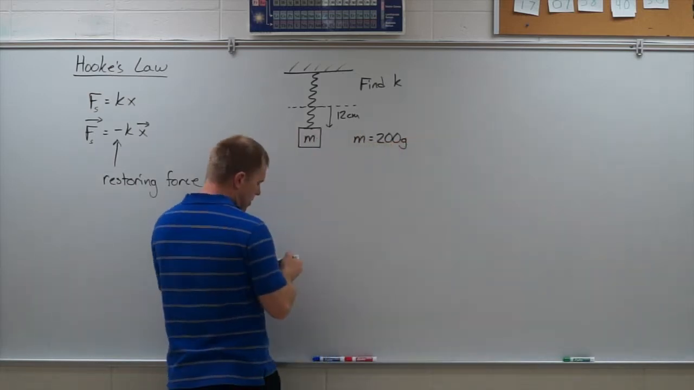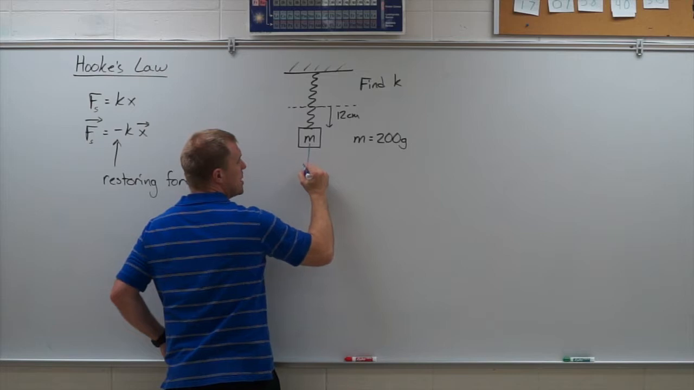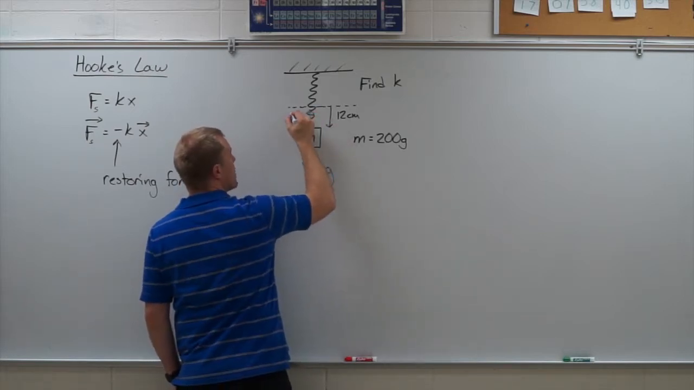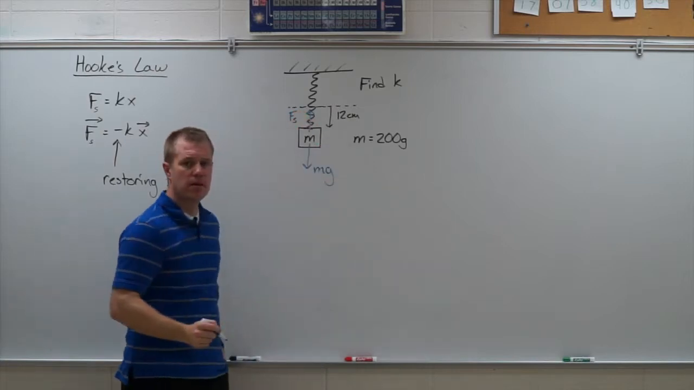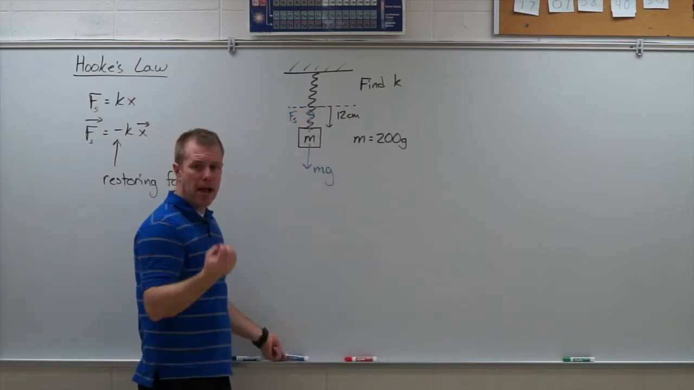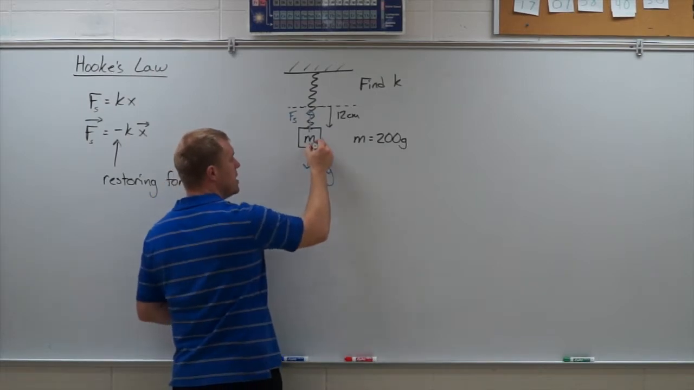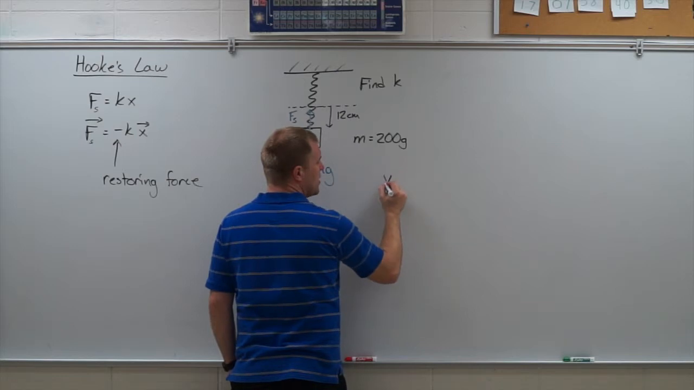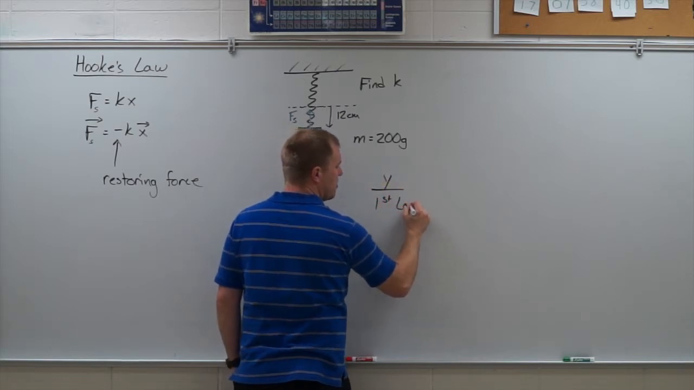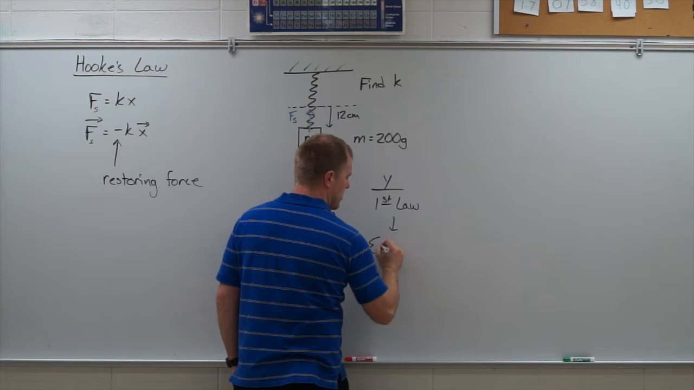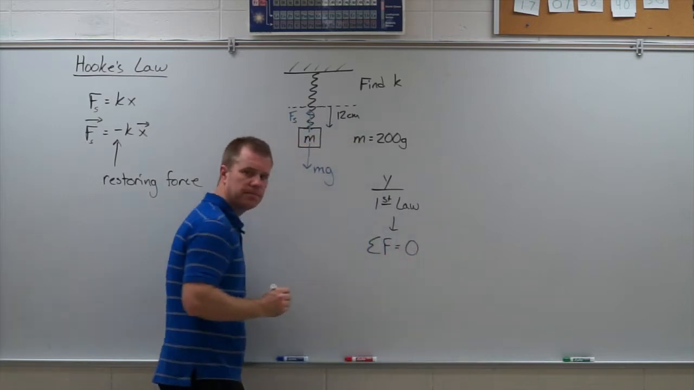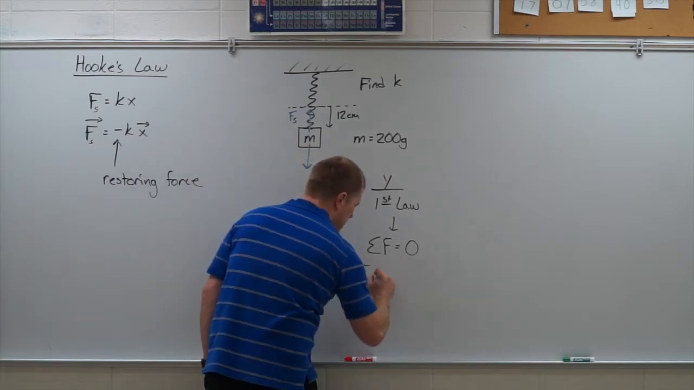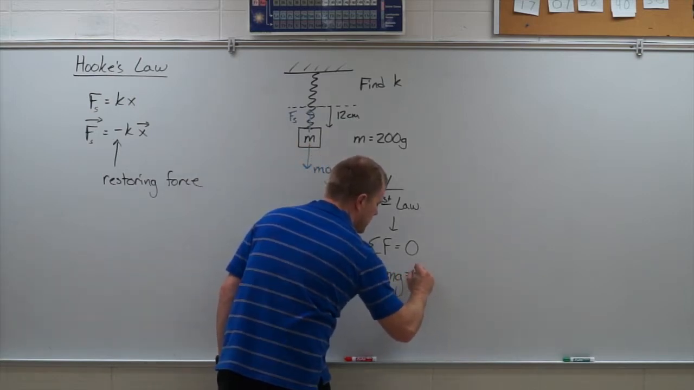So my free body diagram shows that I have mg acting down. I also have the force from the spring acting up. Now, I did say that it's not bouncing, so at this moment right here, I have a static equilibrium situation. So that means in my y direction, I have a first law problem, which tells me the sum of the forces equals 0. And so I have the force of the spring up minus mg, because it's down.